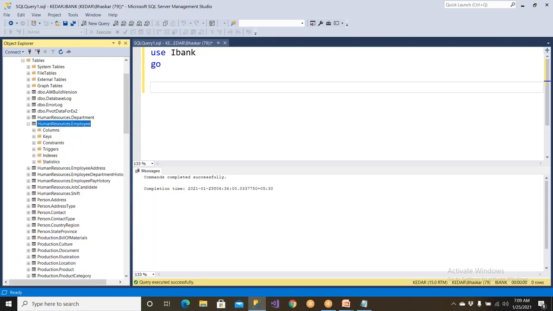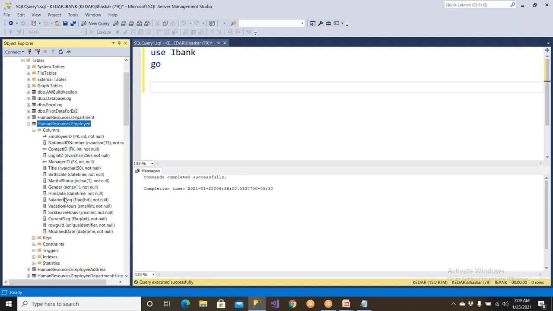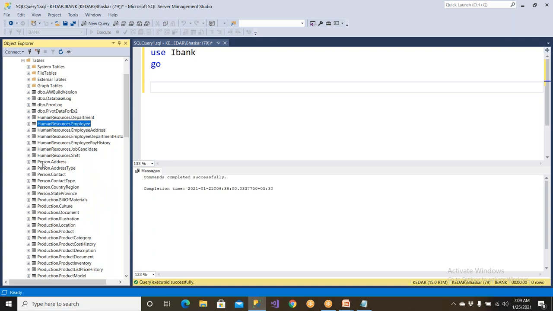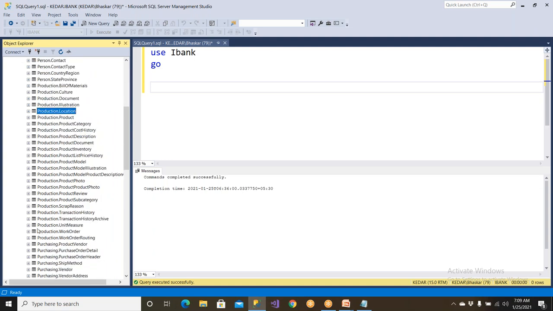Why is the employee table necessary, what are hire date, salary, vacation hours, sick leave hours, current flag? All these things, we don't know why. But we should know this is a primary key and these are some foreign keys. This symbol is the primary key, this is the foreign keys, that's it. This is an address table, this is a location table, and a lot of things are available. What is a unit master? What do you mean by unit measure? We don't know why this table is created.